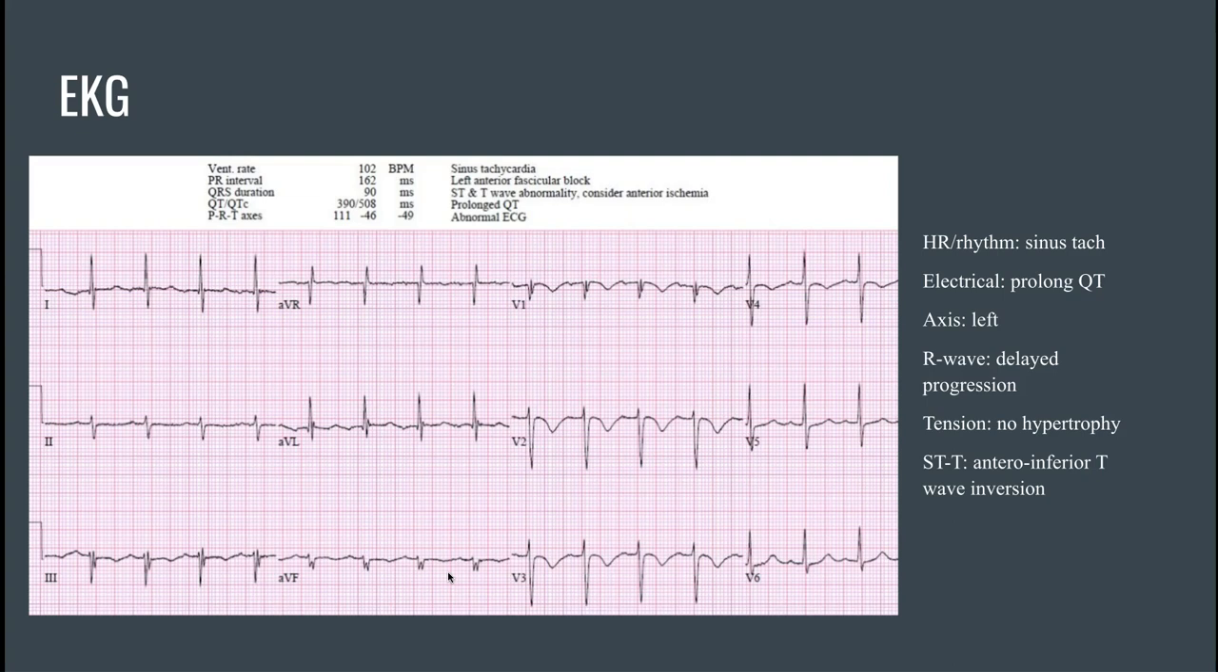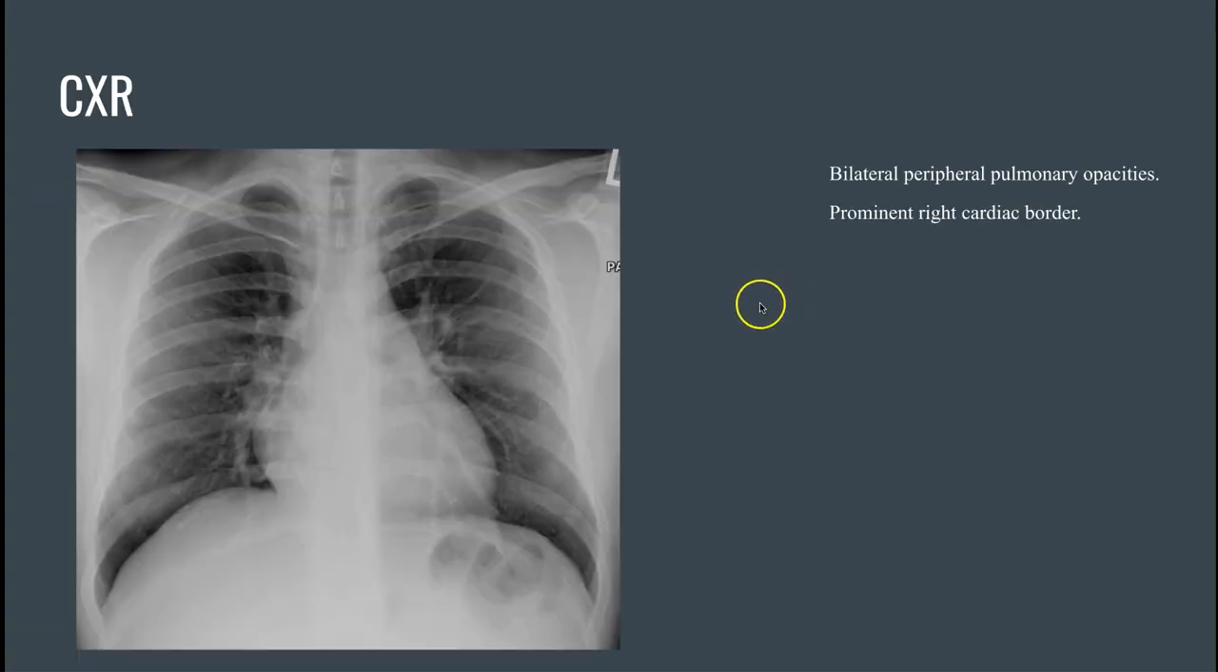So here's his EKG. It shows sinus tach. It shows a prolonged QT interval along with a delayed R wave progression. There's no hypertrophy. It's a left axis deviation. There's significant anterolateral T wave inversions. So it's a little concerning EKG. Maybe there is something going on. He's definitely tachycardic.